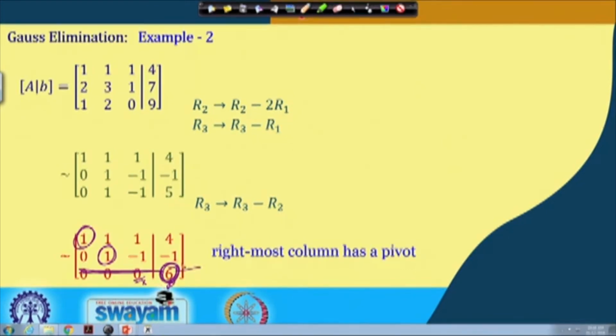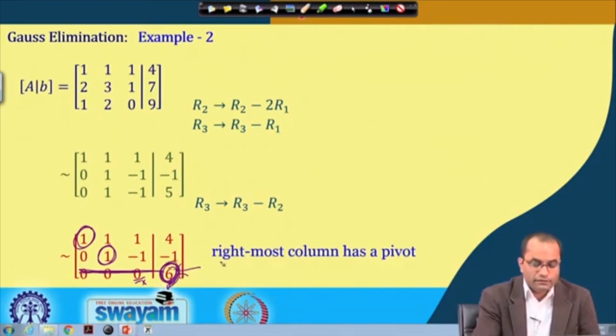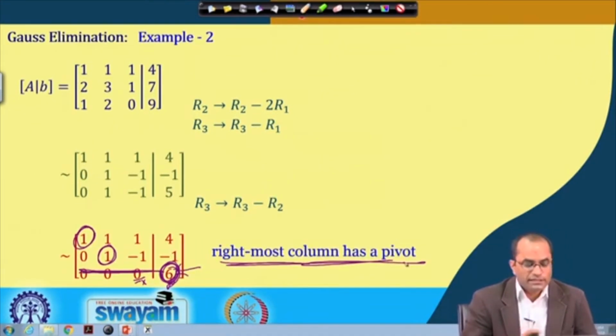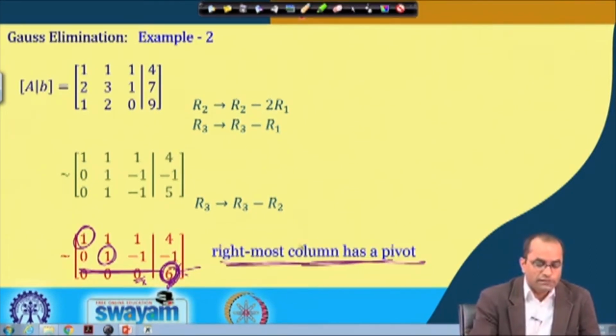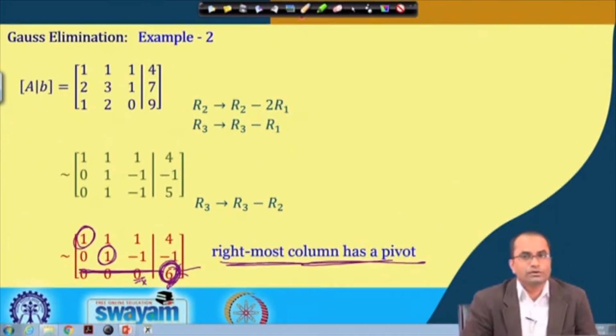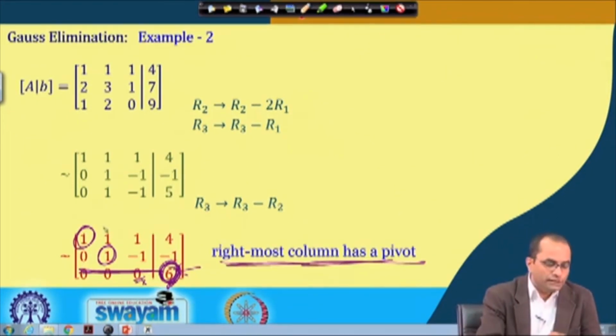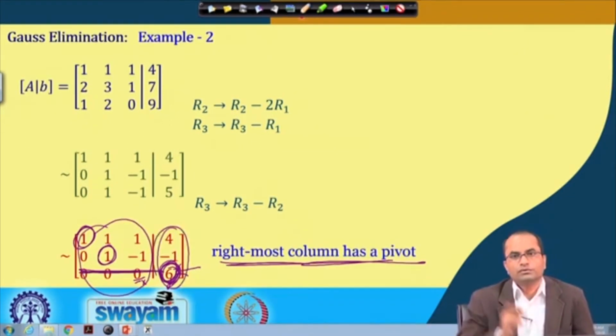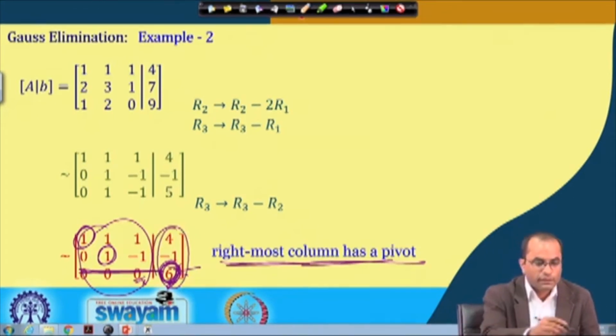So, the rightmost column has a pivot, which is exactly the case of inconsistency, where the system has no solution, because this rightmost column has a pivot. This should not happen. The pivot should be in the main matrix here, not in this rightmost column, which corresponds to the right hand side vector b.